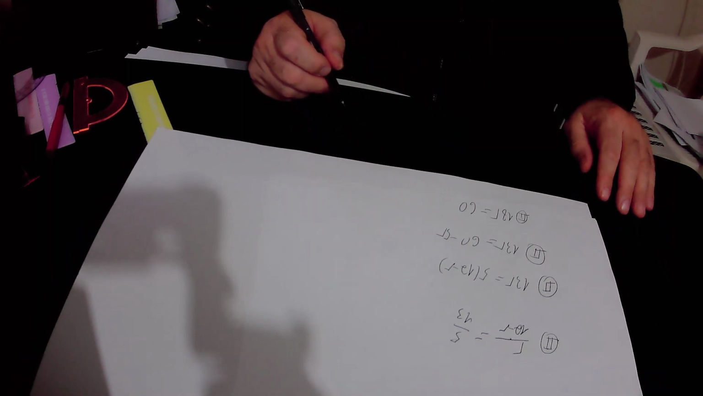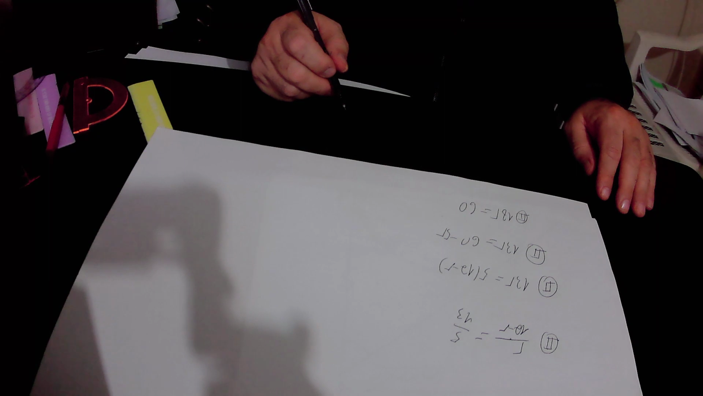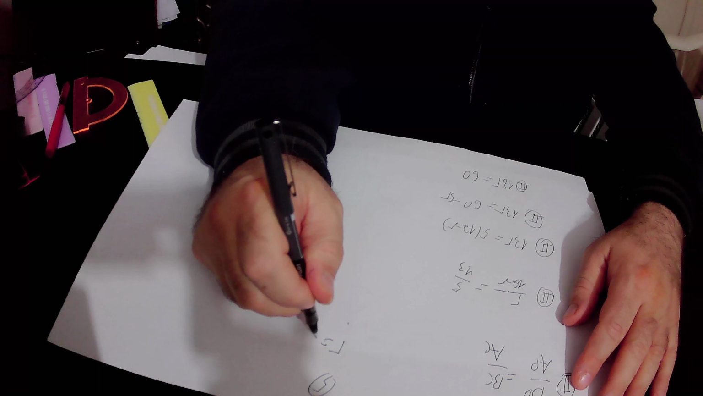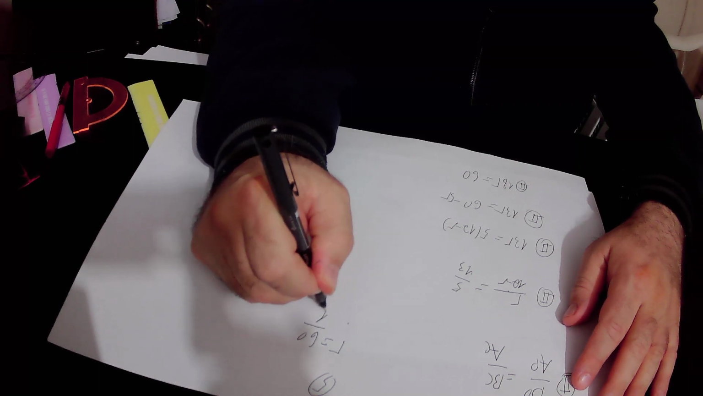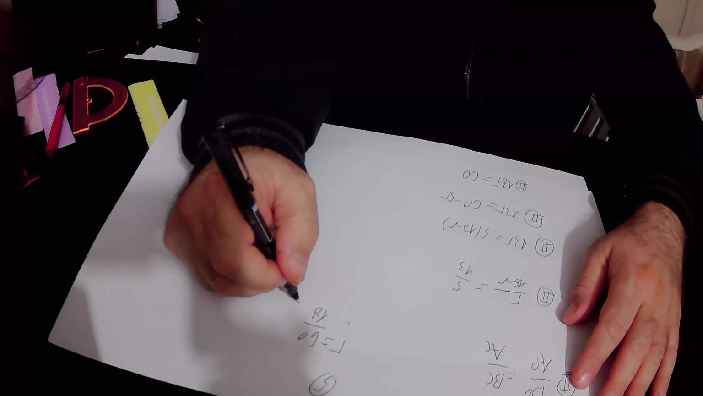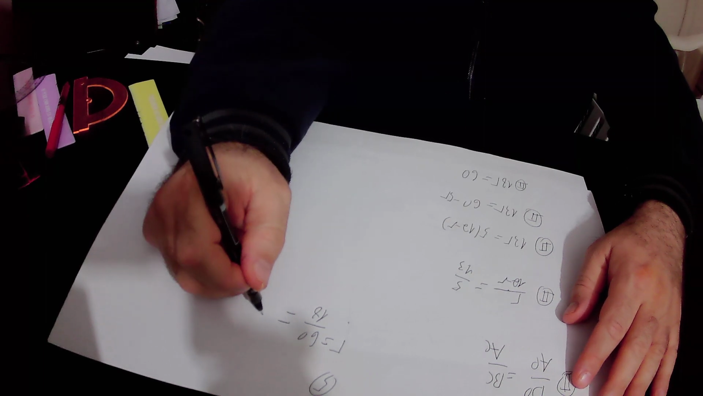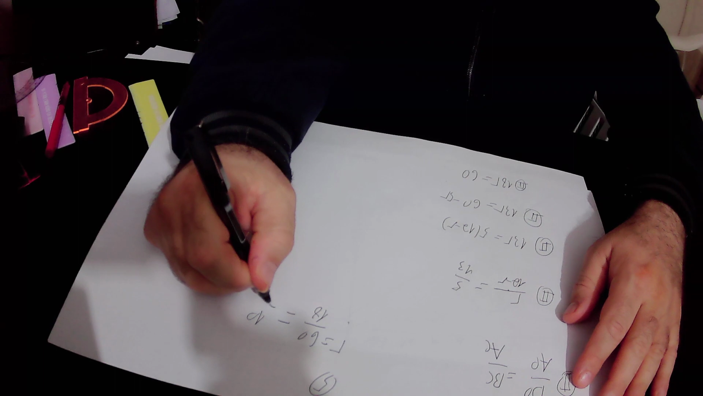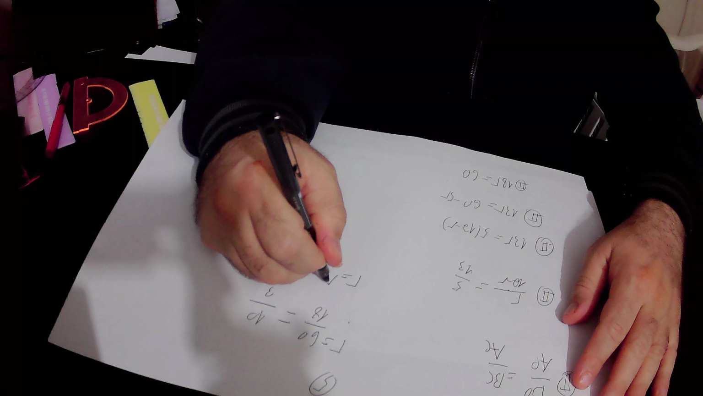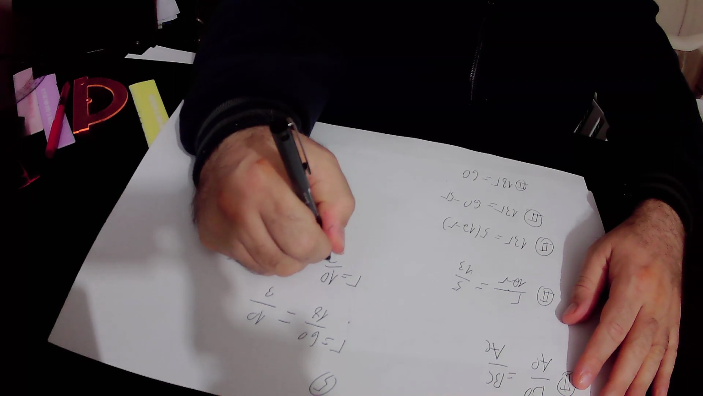We will divide this equation by 18, and we will get that the radius of the semicircle equals 60 over 18. We will divide the numerator and the denominator by 6. We will get that 60 over 6 is 10, 18 over 6 is 3. So we found out that the radius of the semicircle equals 10 over 3 units.